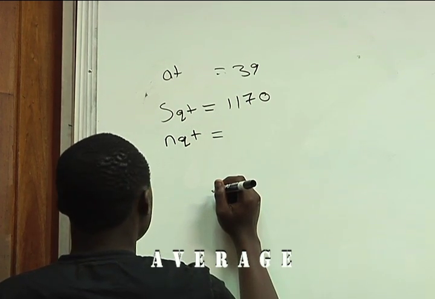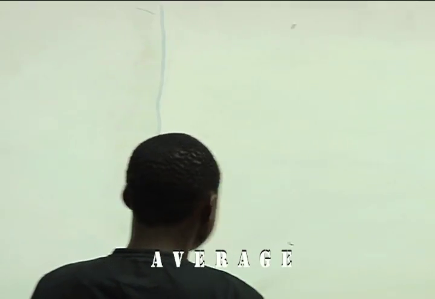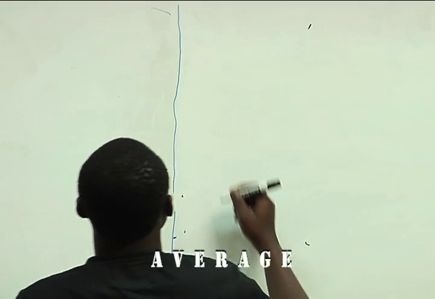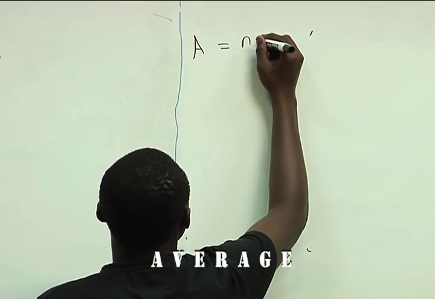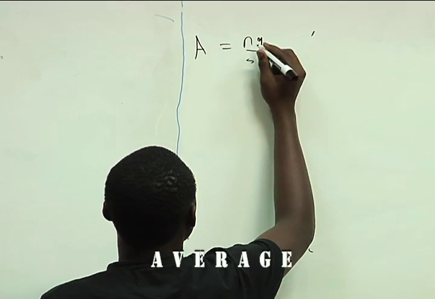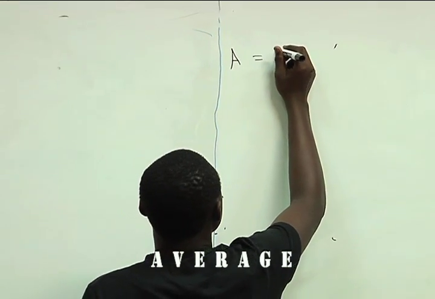Alright, work it over here, sir. Work out the formula. What's the formula for average? A equal SQ over NQ. That's the formula for average. Now that's NQ. What's the formula for average? SQ over NQ.